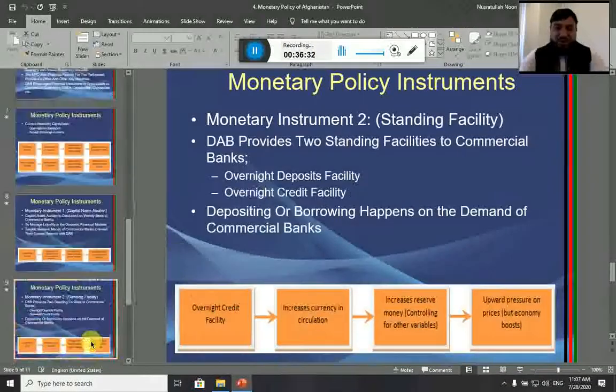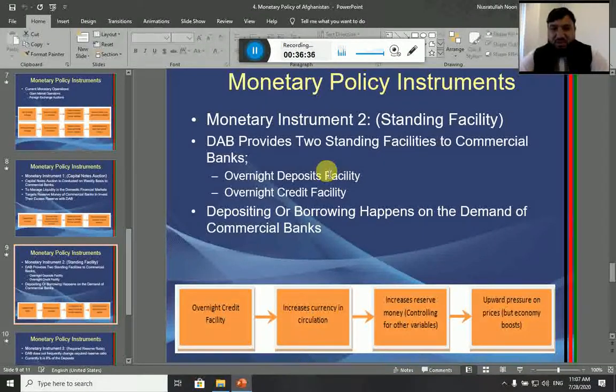Okay, let's talk about instrument number two, standing facility. The central bank provides two standing facilities to the commercial banks. Number one, overnight deposit facility, and number two, overnight credit facility. Depositing or borrowing happens on the demand of the commercial banks. When there is an overnight credit facility, it increases currency in circulation because the central bank provides money, so it enters the circulation of the market, which increases the reserve money, and there is an upward pressure on the prices of the goods and services.